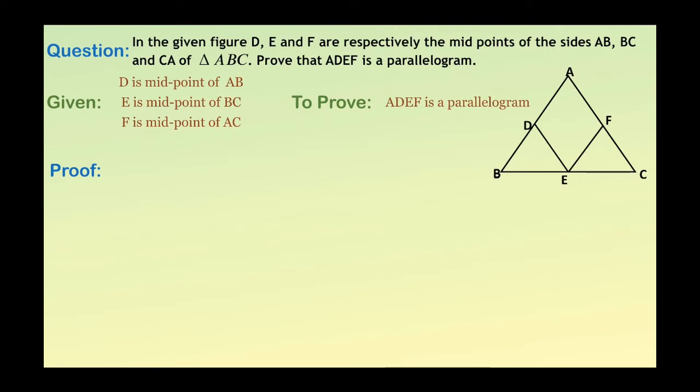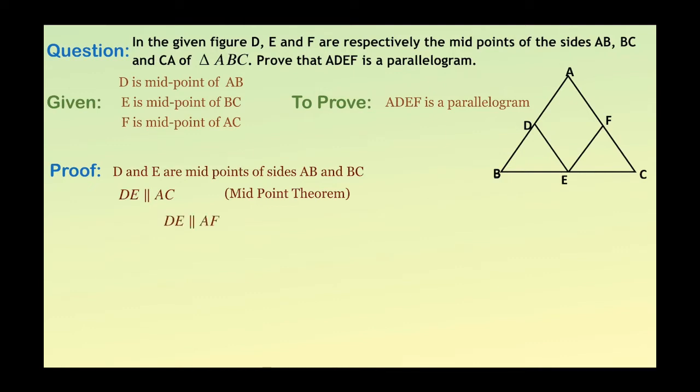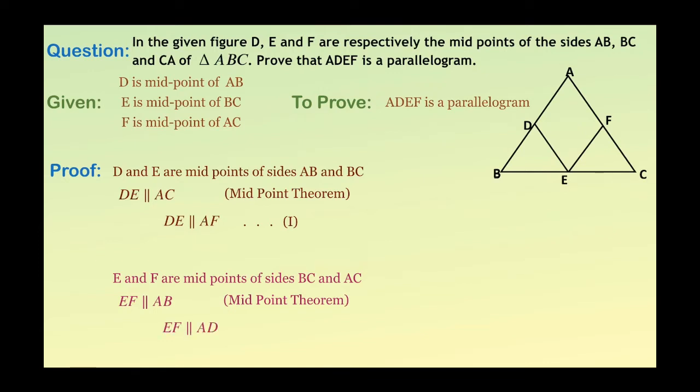We know that a parallelogram is a quadrilateral in which both pairs of opposite sides are parallel. So if we take D and E as the midpoints of sides AB and BC, then the line segment DE is parallel to the third side AC by the midpoint theorem. Or we can say DE is parallel to AF as A, F and C are on the same line. Similarly, E and F are midpoints of sides BC and AC, so line segment EF is parallel to the third side AB by the midpoint theorem. Or we can say EF is parallel to AD because A, D and B are on the same line.